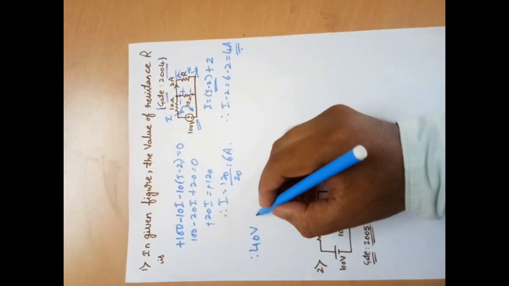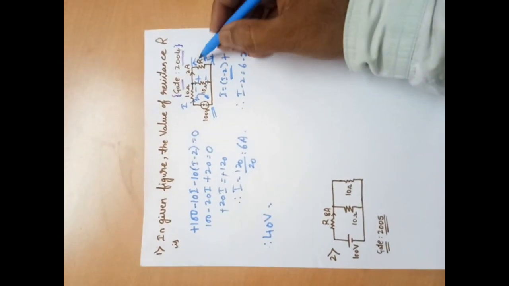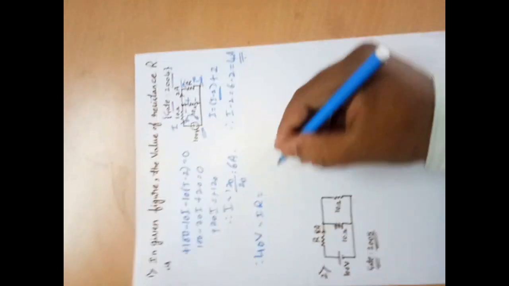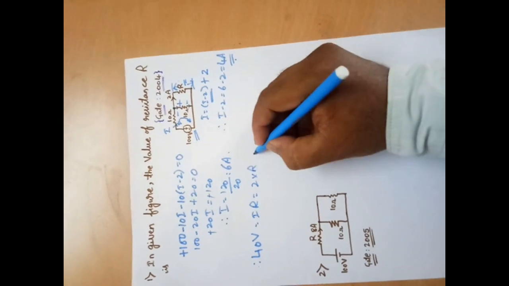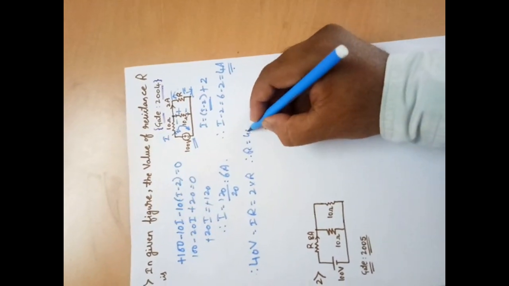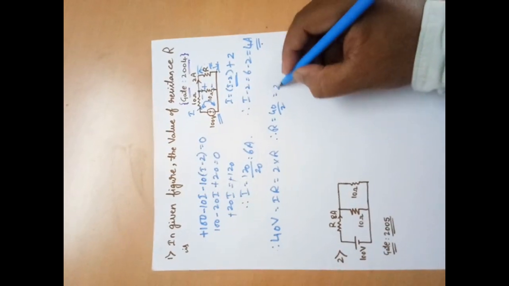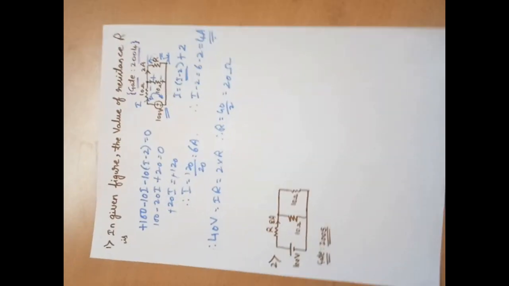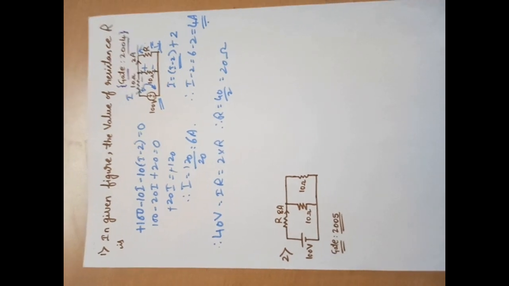So once you know that, we can write the 40 volt here as I into R, where the current in this branch is 2 amps. So 2 into R. Therefore, R is equal to 40 by 2, which is nothing but 20 ohm. So this is the solution for the question. I hope this is clear.